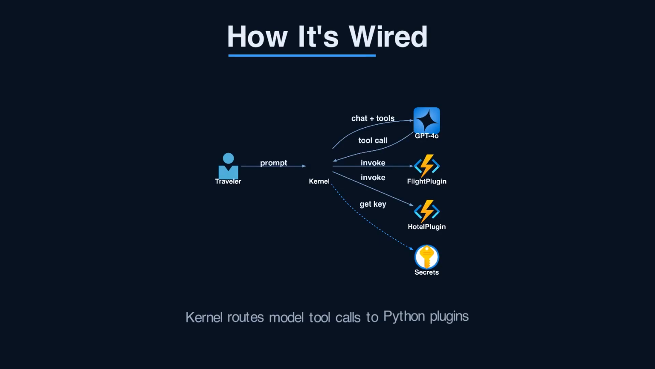The user sends a natural language request to the kernel. The kernel forwards the chat plus your tool schemas to Azure OpenAI. The model replies with a tool call, not prose. The kernel invokes the matching Python plugin and returns results. That loops until the model has an answer. Secrets like the flight API key live in Key Vault. The kernel never hardcodes credentials.